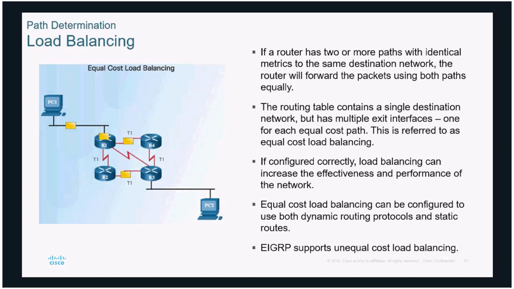The table here has a single destination network but multiple exit interfaces. The interfaces are all going to the same place. This is called equal cost load balancing. If you do it correctly, it can increase the network performance. It can be configured to use both dynamic and static routes, and it also supports unequal cost load balancing. You might want to send three down one line and one down another, just to make it unbalanced for some specific reason. Okay, load balancing.